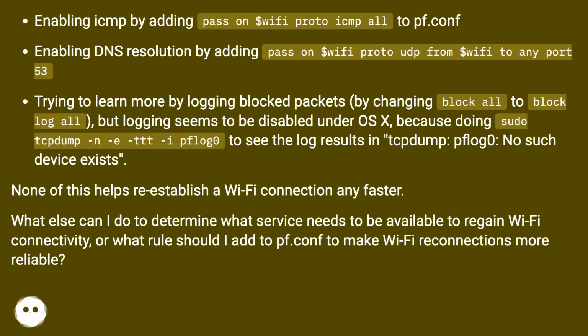Trying to learn more by logging blocked packets by changing block all to block log all, but logging seems to be disabled under OS X, because doing sudo tcpdump -n -e -ttt -i pflog0 to see the log results in tcpdump: pflog0: no such device exists. None of this helps re-establish a Wi-Fi connection any faster. What else can I do to determine what service needs to be available to regain Wi-Fi connectivity, or what rule should I add to pf.conf to make Wi-Fi reconnections more reliable?